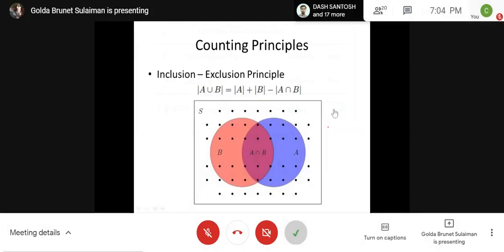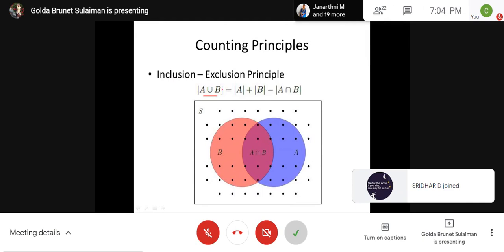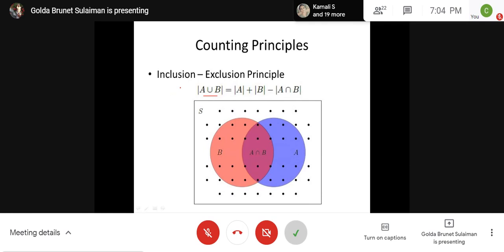One is the inclusion exclusion principle, which says the cardinality of A union B. This pipeline symbol is used for cardinality. Either we use this modulus operator, or we use this hash. Both stand for the cardinality of a set, which represents the number of members in a set. So the cardinality of A union B can be obtained by adding the cardinality of A with B and subtracting the cardinality of A intersection B.